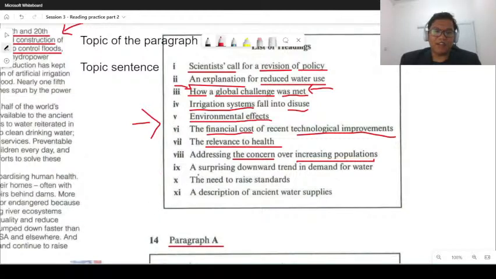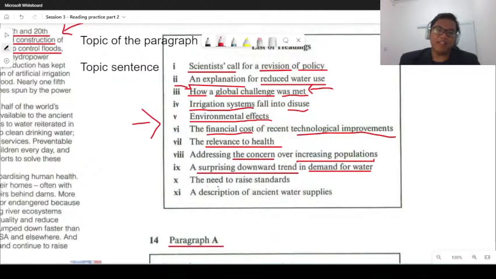And then for the next one, a surprising downward trend. There's the word surprising, so the paragraph should sound like this is a shock, right? Downward trend, so it describes something that's going downward or in a downward trajectory or backwards even, right? In demand for water, that's the main topic, not the topic sentence.